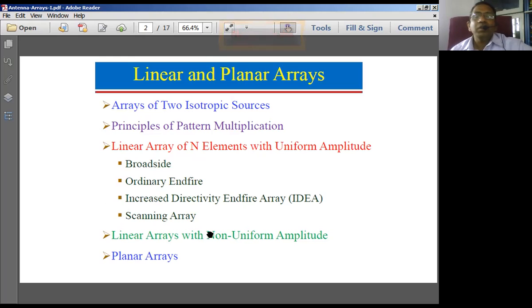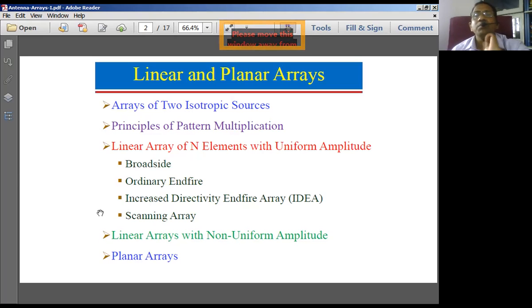And in this, we are going to scan the array pattern of the antenna. Here we have linear arrays with non-uniform amplitude also. That means the arrays are going to radiate with non-uniform amplitudes. The next one is planar arrays, and binomial arrays are also there in the syllabus. All these array configurations we'll see in terms of point sources.